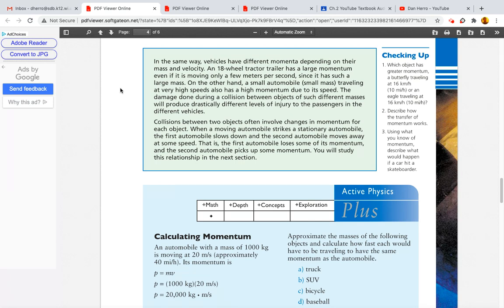Collisions between two objects often involve changes in momentum for each object. When a moving automobile strikes a stationary automobile, the first automobile slows down and the second automobile moves away at some speed. That is, the first automobile loses some of its momentum and the second automobile picks up some momentum. You will study this relationship in the next section.